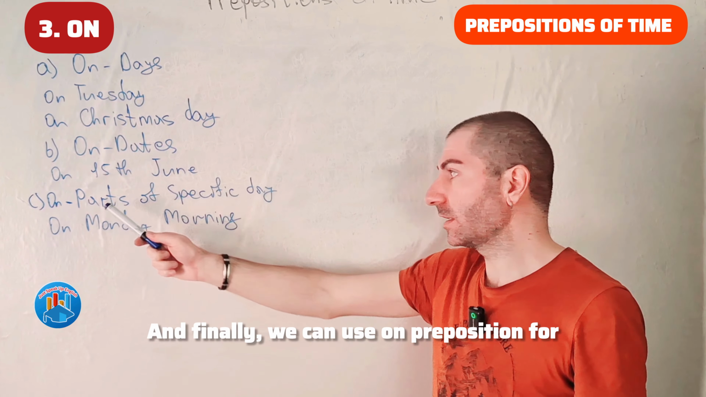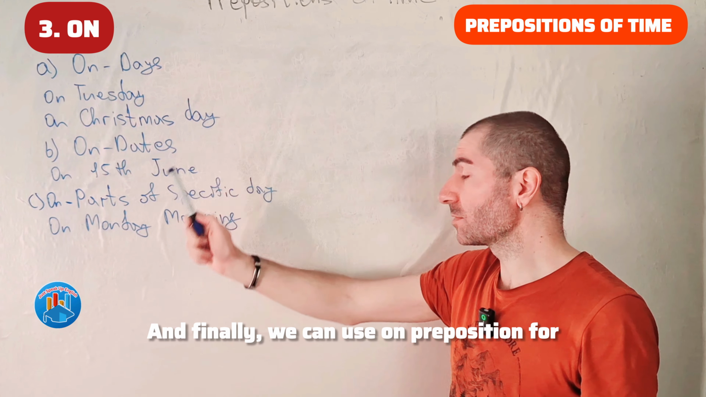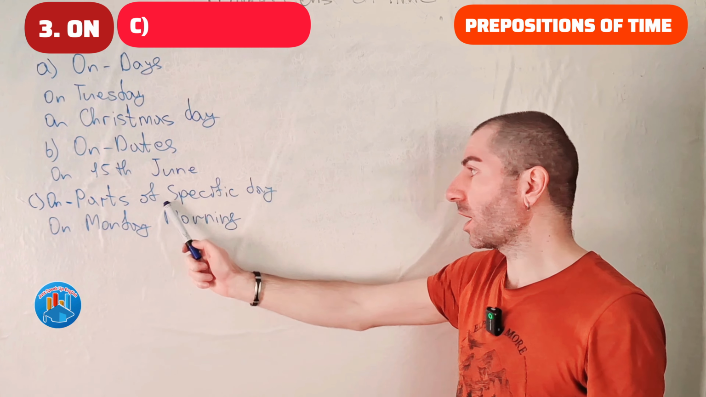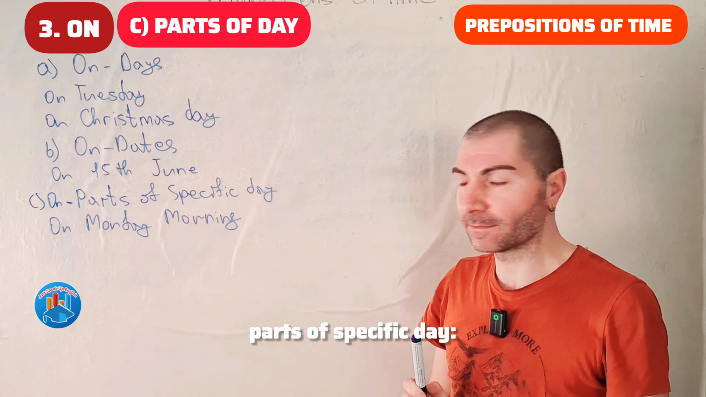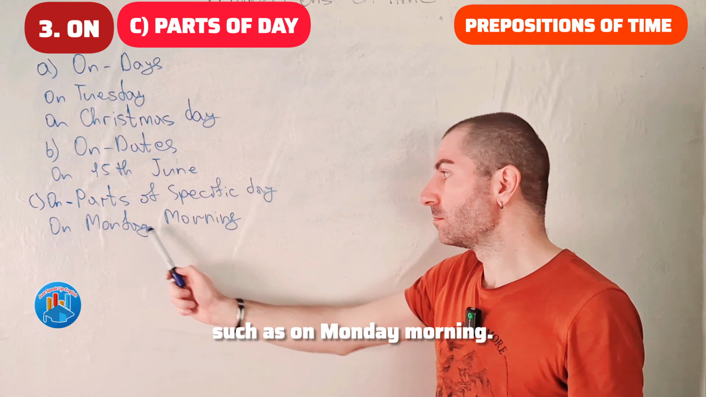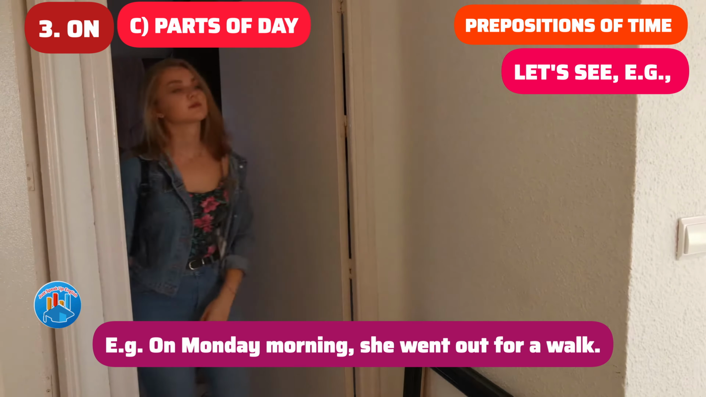And finally, we can use on for parts of a specific day, such as on Monday morning. On Monday morning, she went out for a walk.